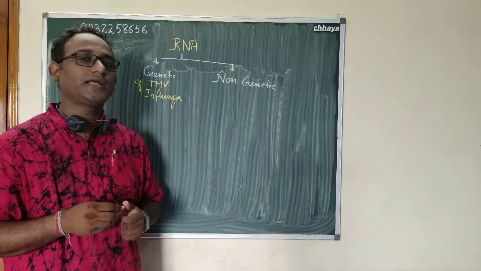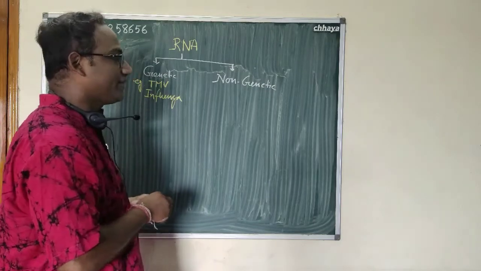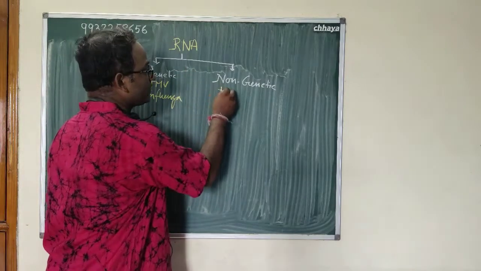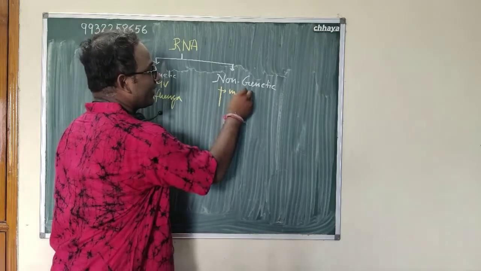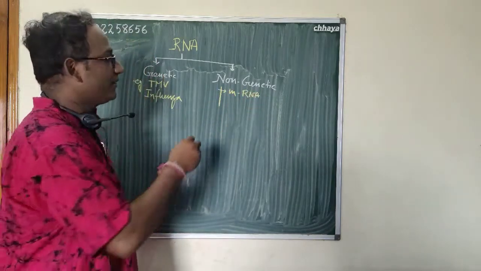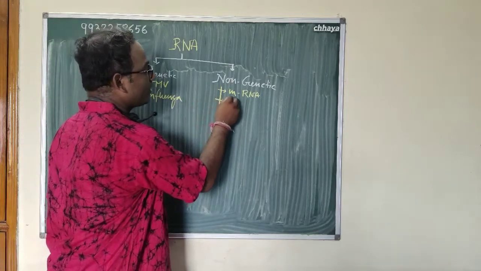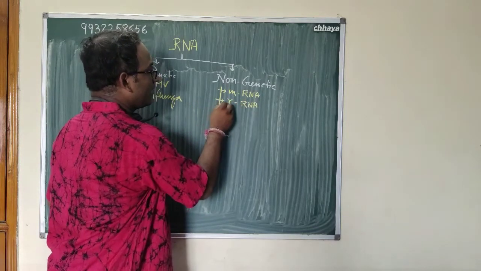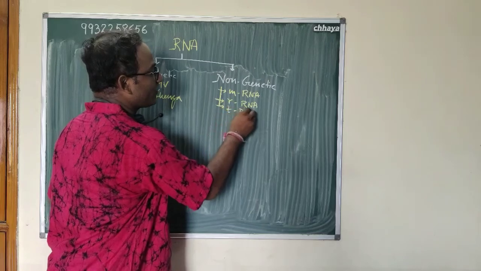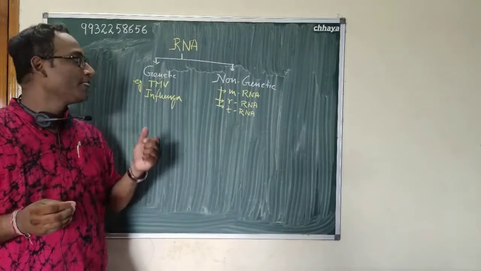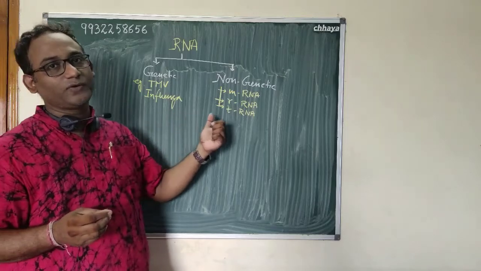Non-genetic RNA again is differentiated into three types within the cytoplasm of higher animals. The first one is the mRNA, M for messenger RNA. The second one is rRNA, R for ribosomal RNA. And the third one is tRNA, T for transfer RNA. So RNA is classified into two types: the first one genetic RNA and the second one non-genetic RNA.